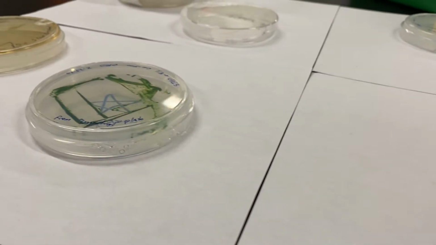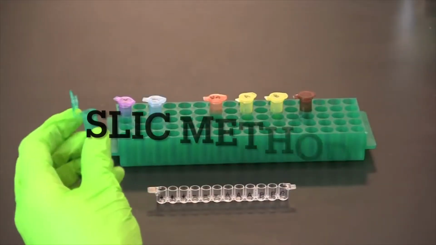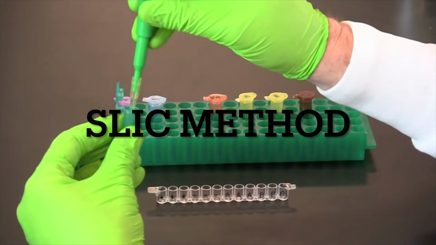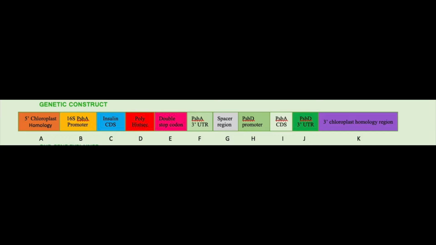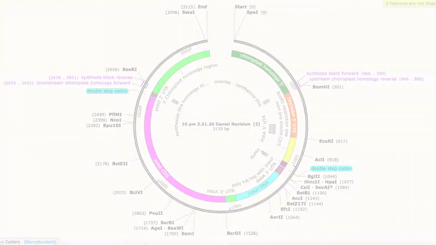First, we will assemble the genetic construct of our recombinant plasmid using a common ligation method called the SLIC method. Once ligated, our plasmid contains necessary promoter sequences, mini-proinsulin as our gene of interest, and various other genetic sequences required for homologous recombination into the chloroplast of our algae.